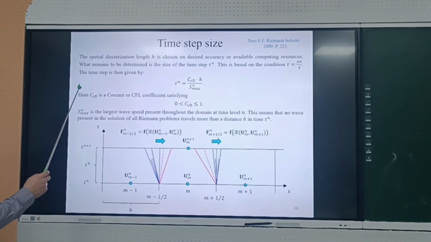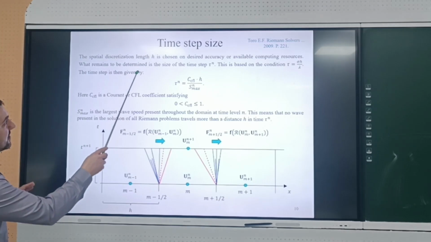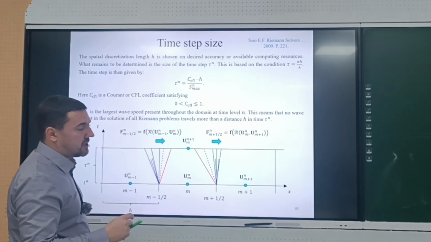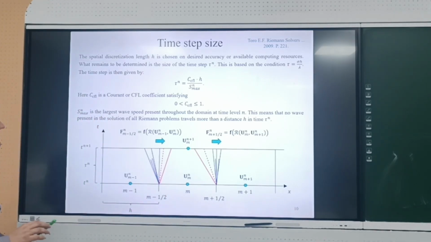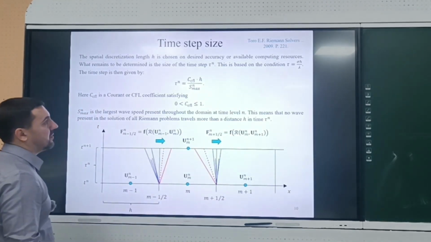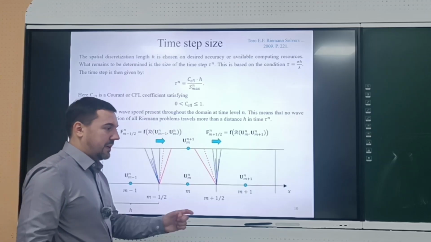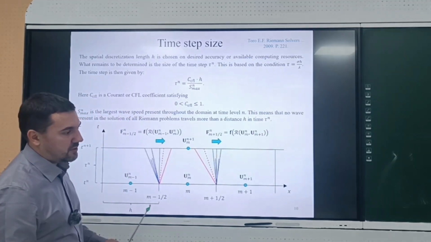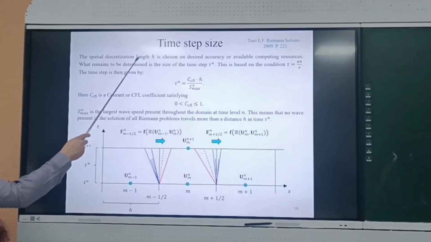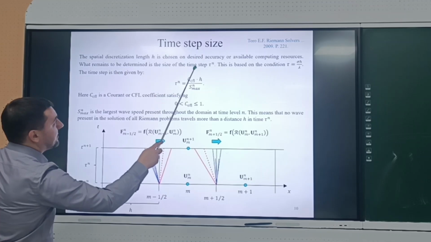So the idea is as follows. The spatial discretization length h, as in the same manner as for the linear advection equation, is some given parameter. We want to compute with the necessary degree of discretization, trying to get the necessary accuracy of our results. So the spatial discretization length h is chosen based on desired accuracy or available computing resources. Or we try to obtain the most accurate result as we can. We can estimate the necessary amount of memory, and then we can choose the necessary spatial discretization. So we can think of h as some given parameter. What remains to be determined is the size of our time step tau n.